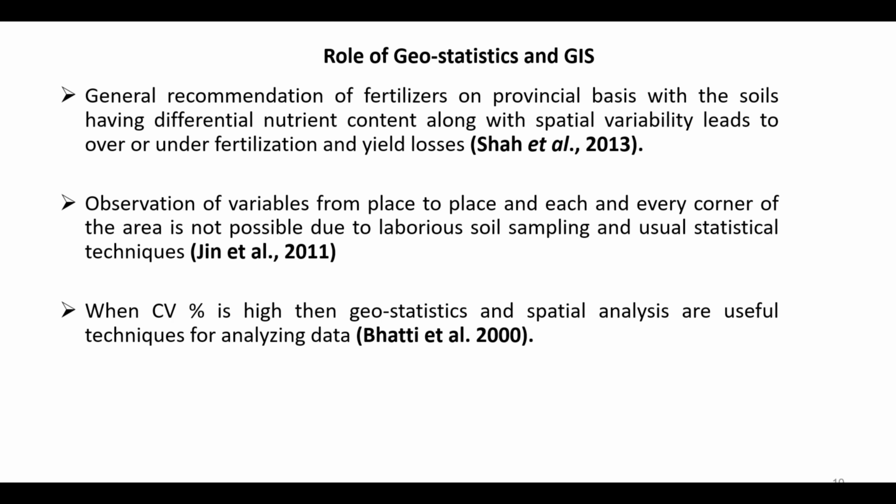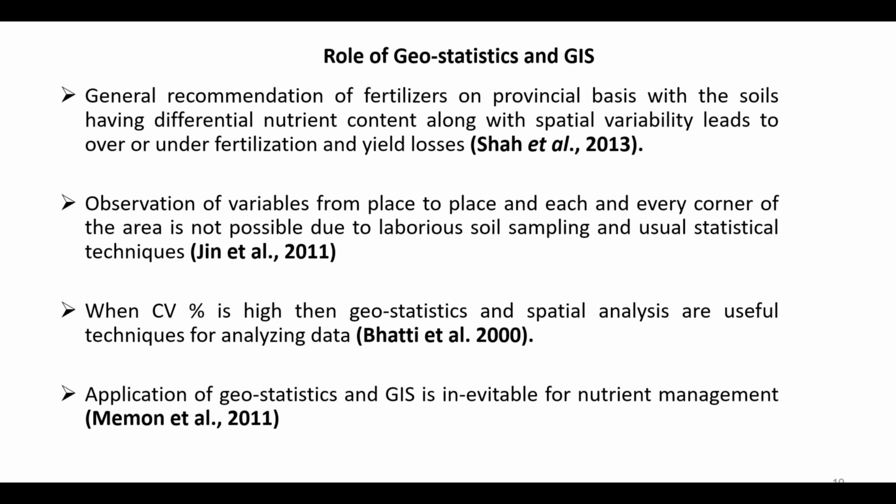Observation of variables from place to place, each and every corner of the area, is not possible due to the laborious soil sampling and usual statistical techniques. Because classical statistical techniques only observe the changes within a field or an experimental area. When coefficient of variance is higher in the studies, then geostatistical and spatial analysis are used as techniques for analyzing data. Application of geostatistics and GIS is inevitable for nutrient management.